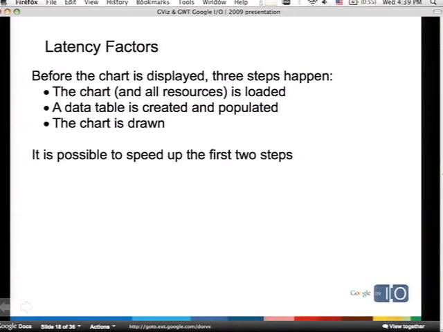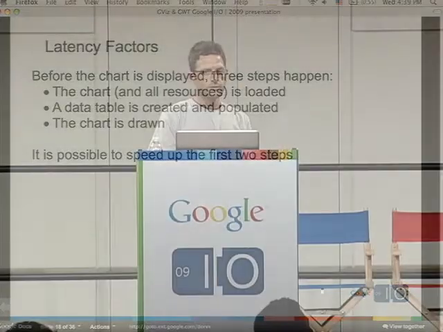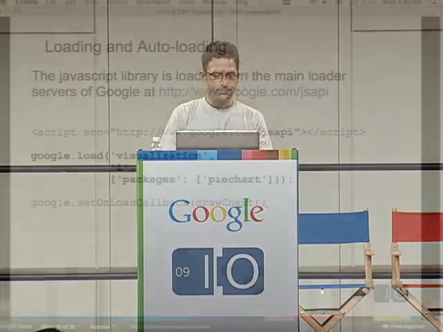After everything is loaded, you create a data table, and you populate it with data. This means that you might need to call a remote data source, but sometimes you just want to create it locally on the browser, or maybe generate it dynamically when you generate the page. So it's not using a data source. It's something that happens on your page when the page is rendered. And only then you can draw the chart. And the first two steps can be sped up. So let's see how it's done.